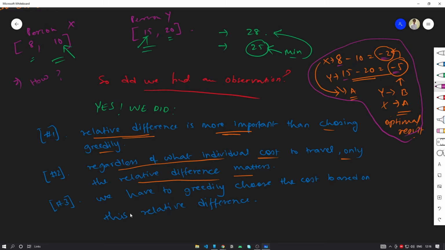And our third observation is that we have to greedily choose the cost based on the relative difference. We will find the relative difference for each person to travel to either city and sort them. After sorting, we will greedily choose the first n by 2 smallest and last n by 2 values. That would give us the optimal solution.